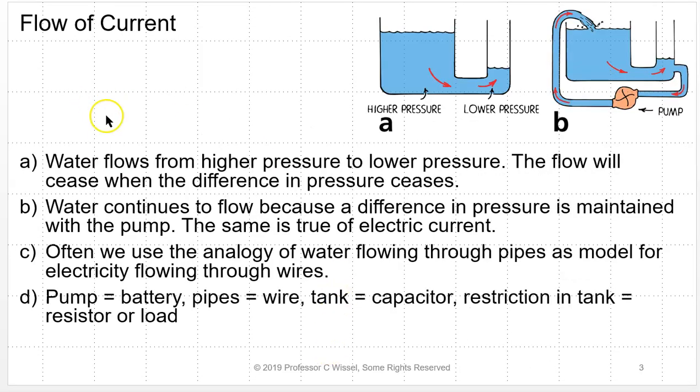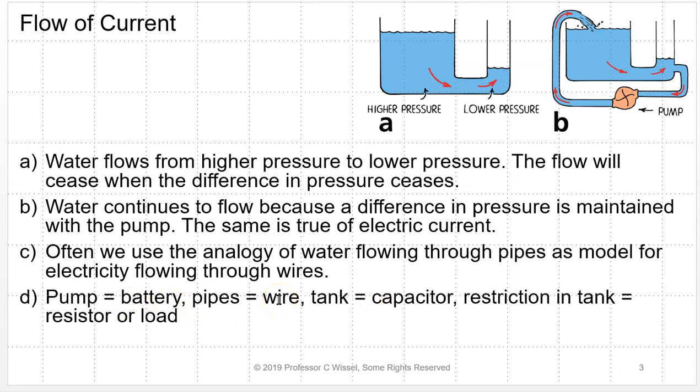Now, the flow of current is a lot like water flowing through pipes. Water flows from a higher pressure to a lower pressure. The flow will cease when the difference in pressure ceases. Water will continue to flow if there's a difference in pressure, as long as that difference in pressure is maintained with a pump. The same is true of electrical current.